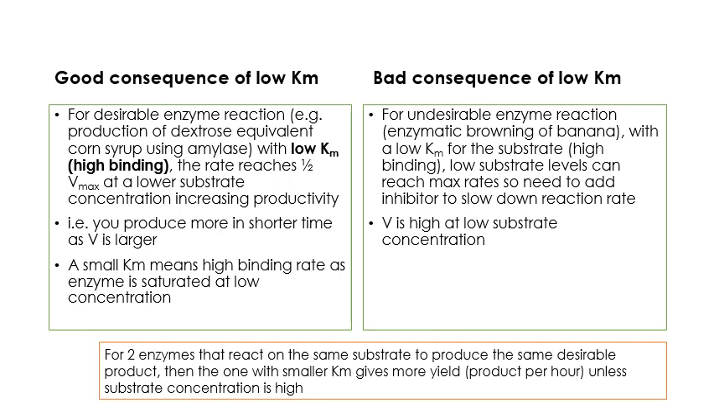Okay, so for two enzymes that react on the same substrate to produce the same desirable product, you need to choose one that has a smaller Michaelis constant in order to have more yield of your product per hour, unless your substrate concentration is high, in which case you can choose either one of these enzymes.